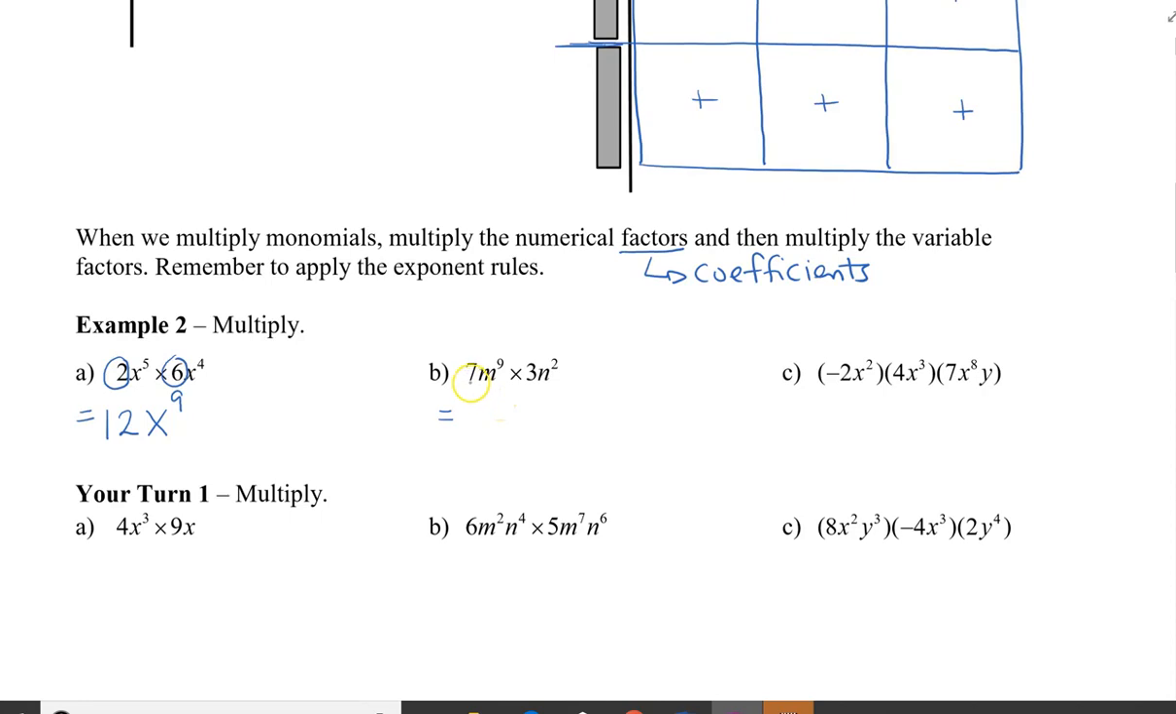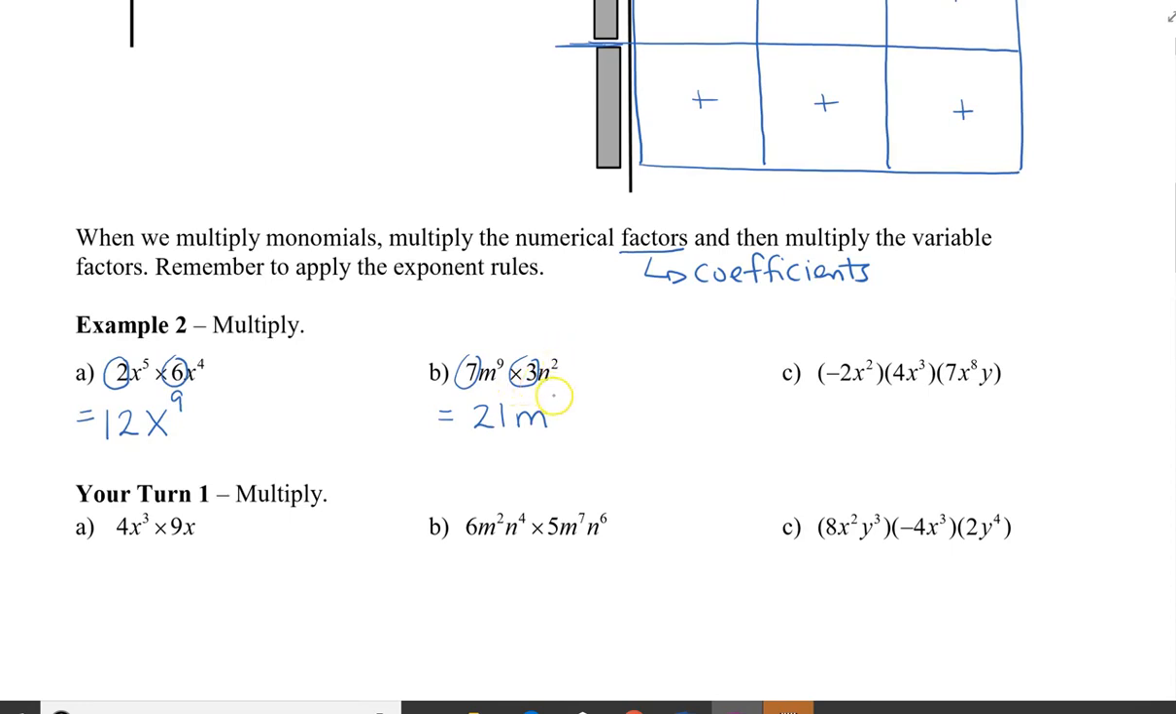The next one we have is 7 times 3. So we're multiplying our coefficients, which gives us 21. And then we have m to the 9 times n squared. Those are not like terms, or they don't have the same base, so we can't actually join them together.